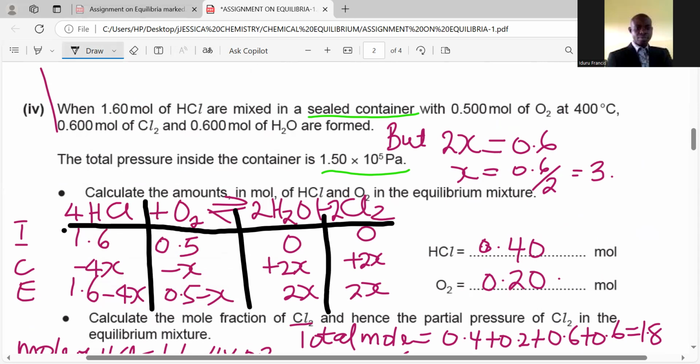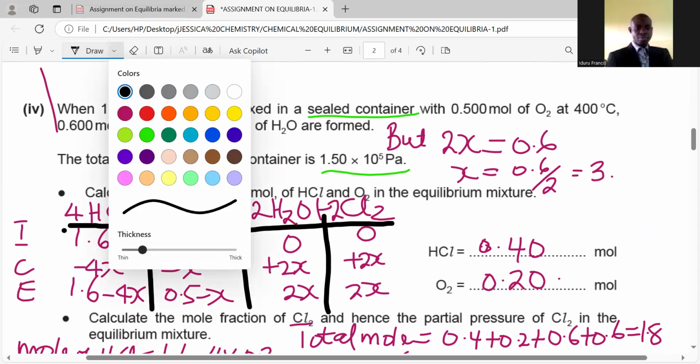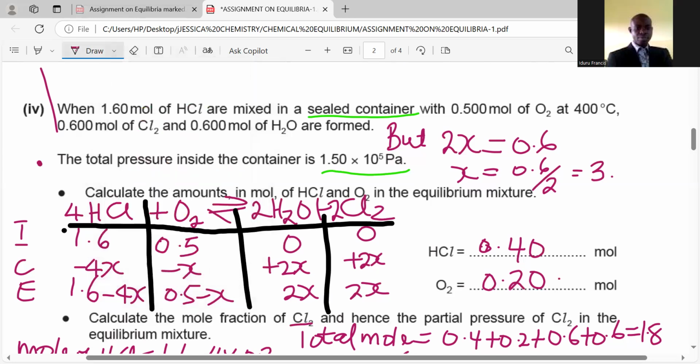So we have the initial mole for HCl as 1.60, and the initial mole of oxygen is 0.5. And the initial moles for steam and chlorine are 0.0 because there was no reaction. Immediately the reaction starts, we have a change in mole.